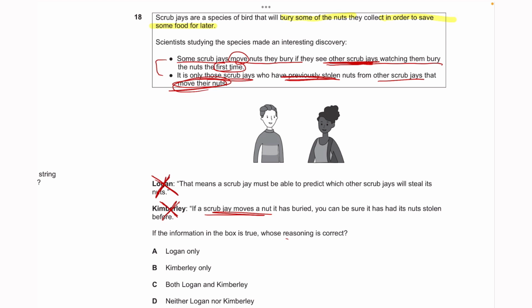And so if the information in the box is true, whose reasoning is correct? Neither Logan nor Kimberly's reasoning is correct. And so our answer to question 18 is D.